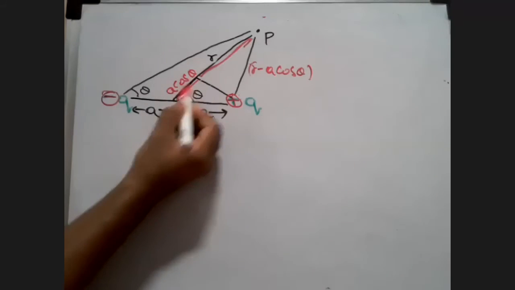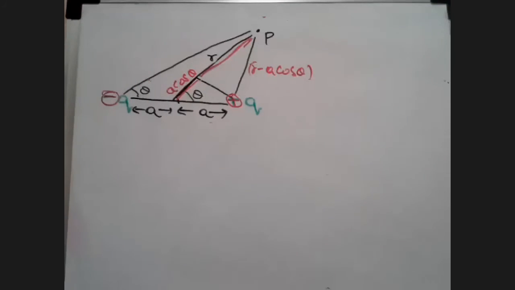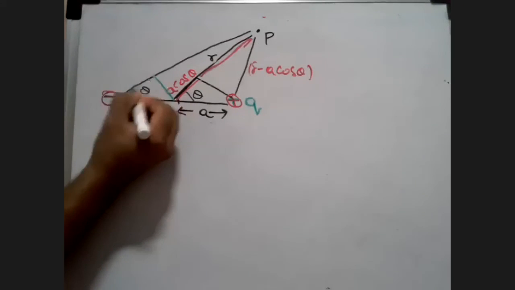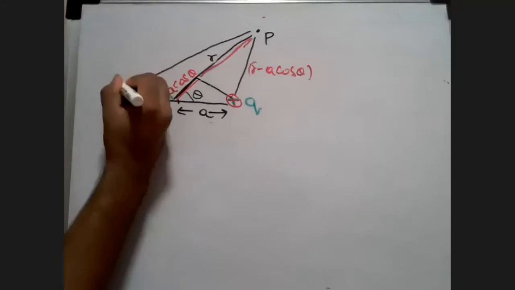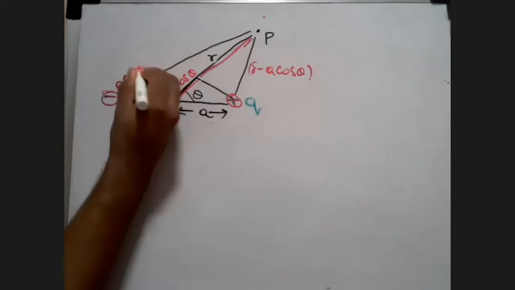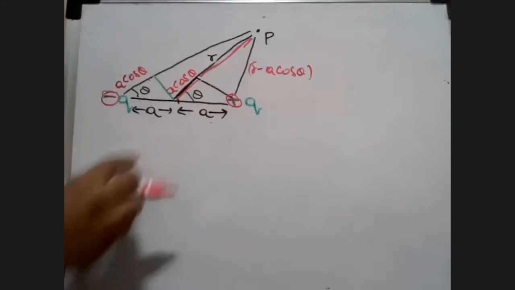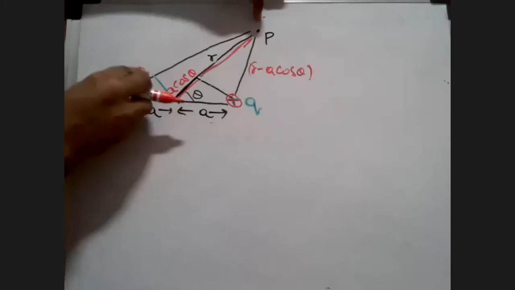And if this is a cos theta, and I draw another perpendicular like this over here, then what is this distance again? a cos theta. So I will write a cos theta. And then what will be this distance? This is R only. This entire portion will be R.